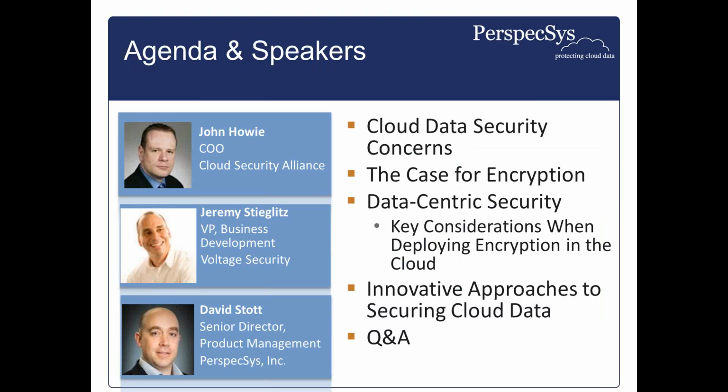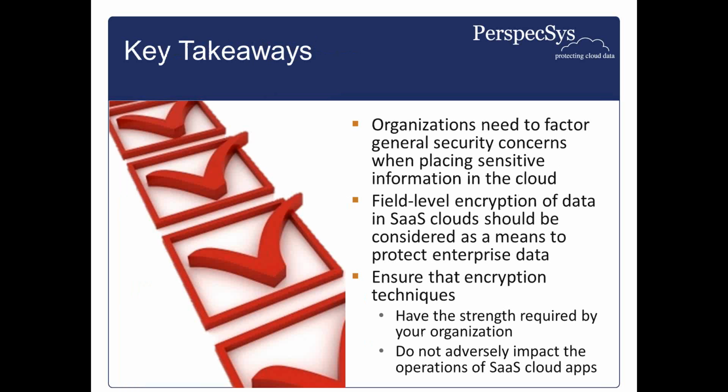For today's agenda, we'll be starting with a summary of some of the major cloud security concerns as informed by relevant research conducted by the Cloud Security Alliance. From there, we will explore the role that encryption can take in securing sensitive data in the cloud. We'll then identify some of the major issues that need to be considered when an organization is contemplating deploying encryption, particularly at the SaaS layer. Lastly, we're going to touch on some technologies that are being used to help enterprises overcome these challenges.